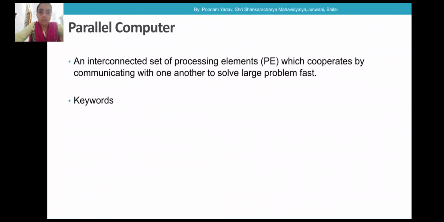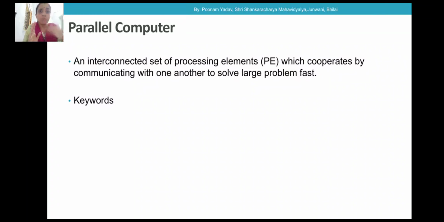Parallel computer: an interconnected set of processing elements (PEs) which cooperate by communicating with one another to solve large problems fast. Okay, so what is the definition of a parallel computer? The processing elements, whether control unit, arithmetic and logic unit, or memory, cooperate by communicating with one another. One processing unit connects and communicates with another processing unit to solve a very large problem very fast.